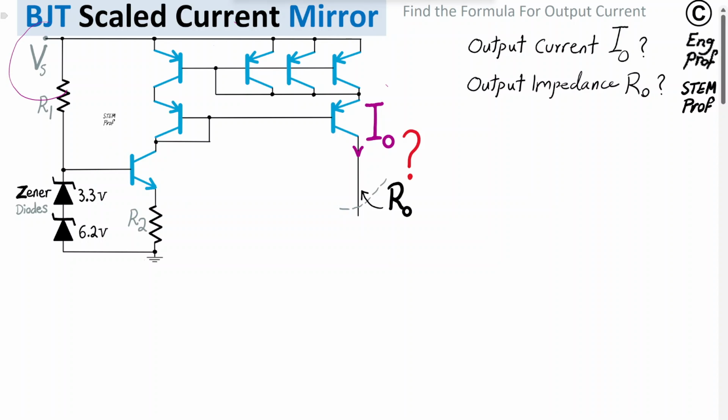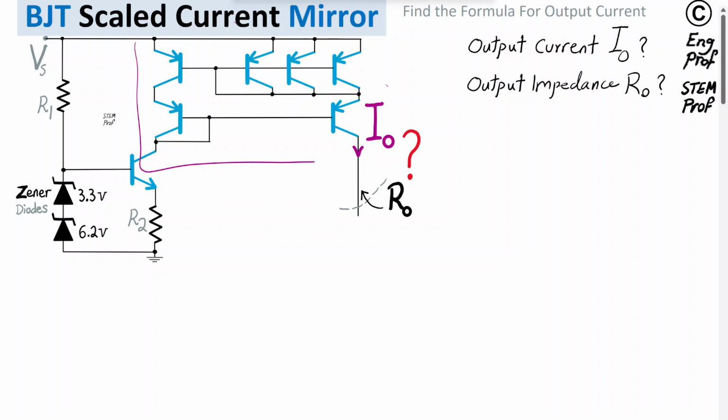We also have one single supply in this design, in this example, Vs, that can be, for example, 15 volt, but this design can easily be a double supply design. If we desire that, then on the other side, instead of connecting to ground, we can connect to a negative supply. R1 is the resistor for the bias of the Zener diodes, and R2 is the bias resistor for the reference current via this NPN transistor.